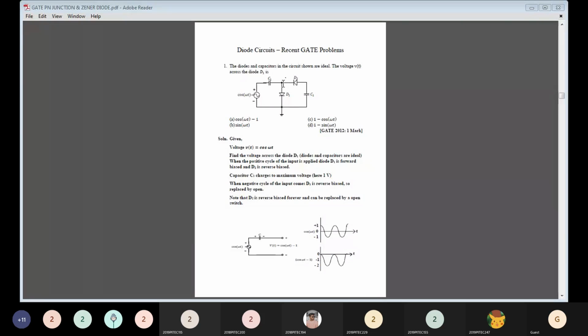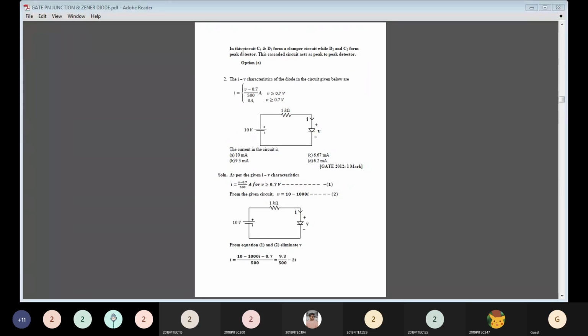So we clearly know that under forward bias, the majority charge carriers tend to flow, so the current value will be increased. When the positive cycle of the input is applied, diode D1 is forward biased and D2 is reverse biased. Capacitor C1 will be charged to the maximum voltage. Here it is 1 volt. When the negative cycle of the input comes, D1 is reverse biased, so it is replaced by an open circuit. It will not conduct any current.